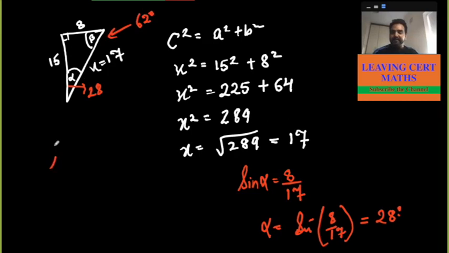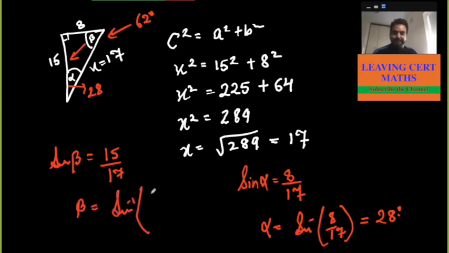Even if you say sine beta, what is sine beta? Opposite, which is 15 over 17, right? Because for this angle, opposite is this one. Do you understand? So beta is equal to sine inverse of 15 over 17. It should be around 62 degrees. Can you find it? 61, let's say 62. You can see that.